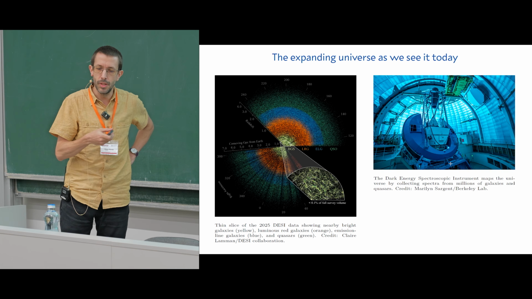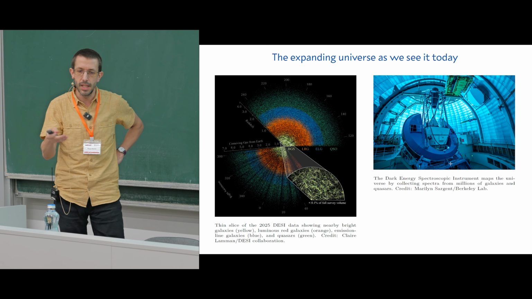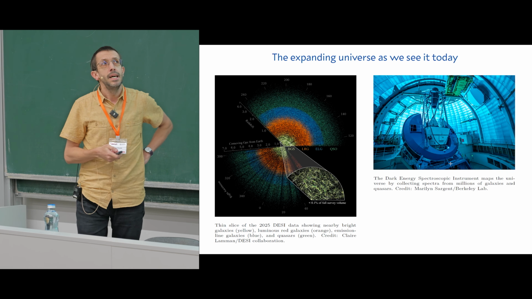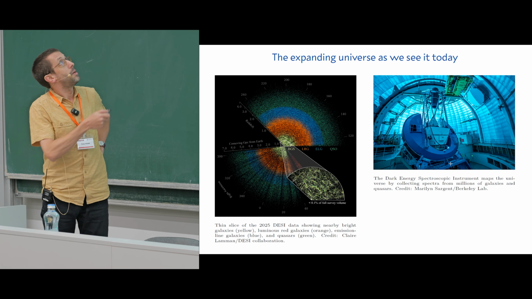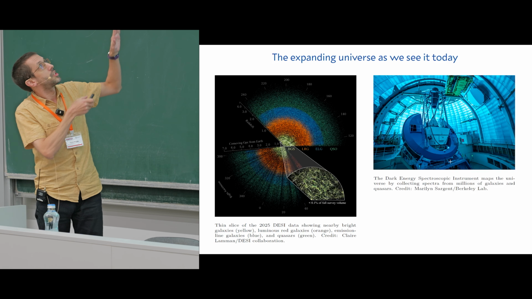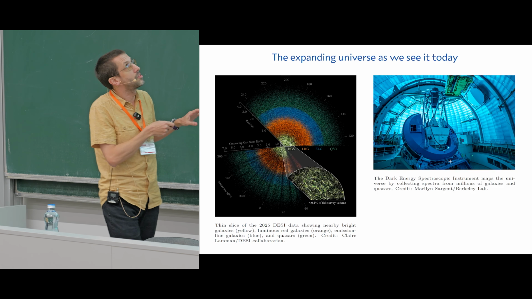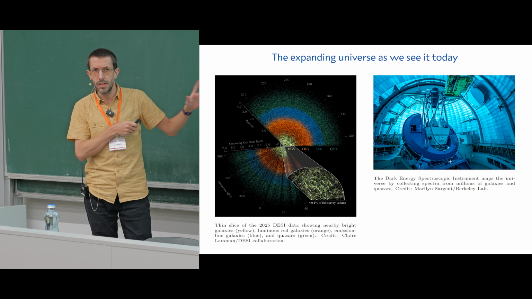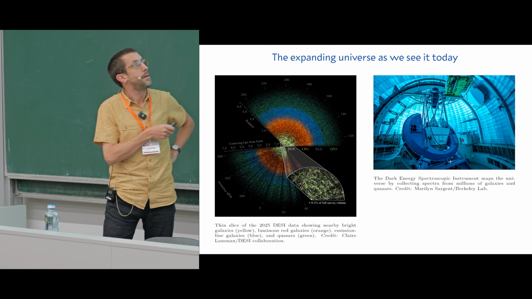And why are they doing so? Because when you know the spectrum of a galaxy, you know the redshift and you know the distance from the Hubble law, and you can make a three-dimensional map of the universe. So this is a small section of the data. The first data release contained like 7 million galaxies, and they will go up to 35 million, I think.